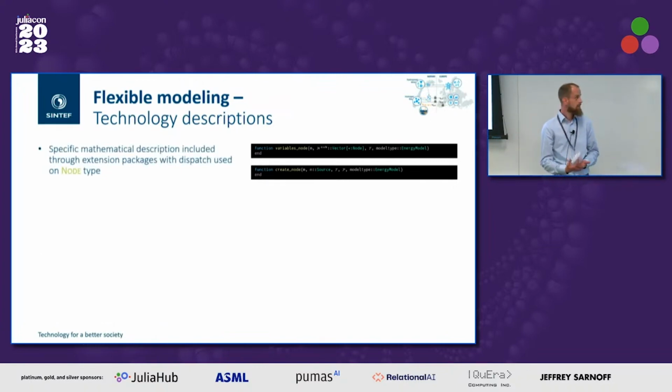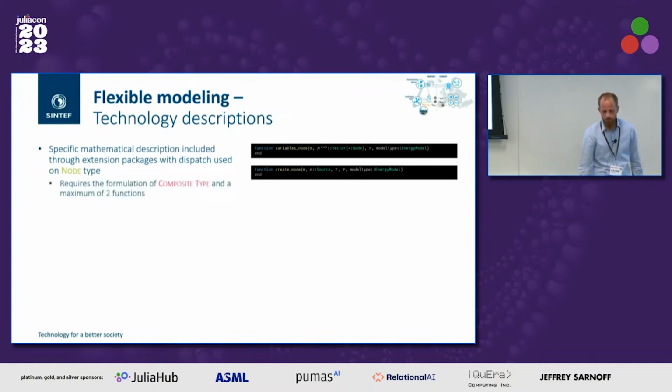Now, talking here about the extensions, for writing a new package for this, we only need to have a dispatch on the node type. And as I mentioned beforehand, if you want to introduce a new technology description, be it a heat pump, where you have dependency on the outside temperature, or CO2 storage nodes, you pretty much only have to formulate a new composite type and 2 functions.